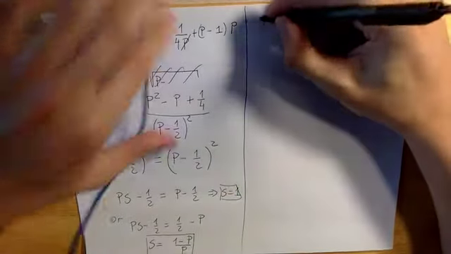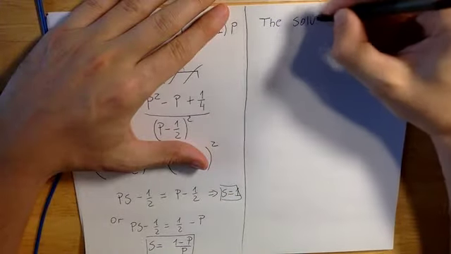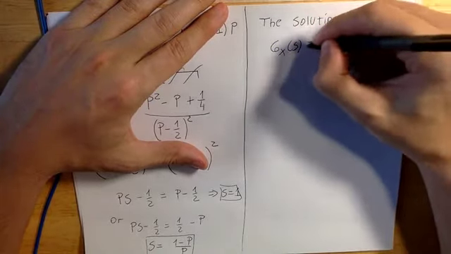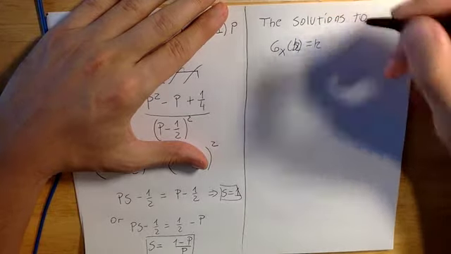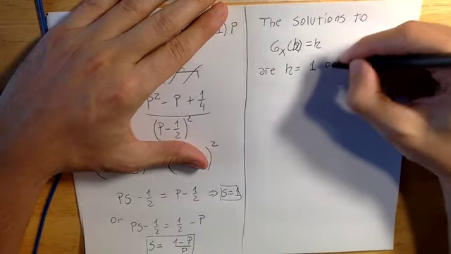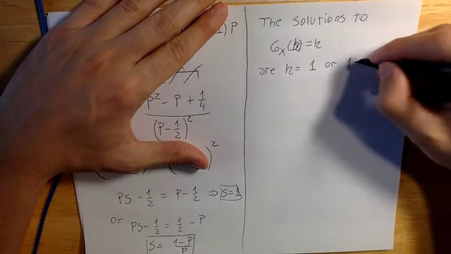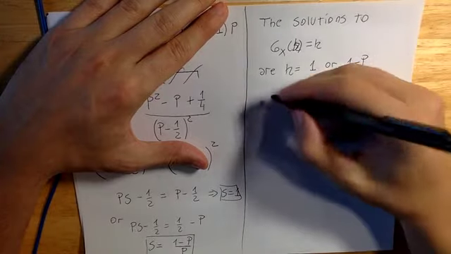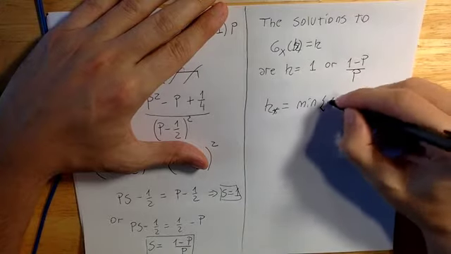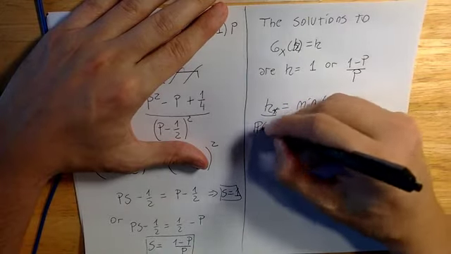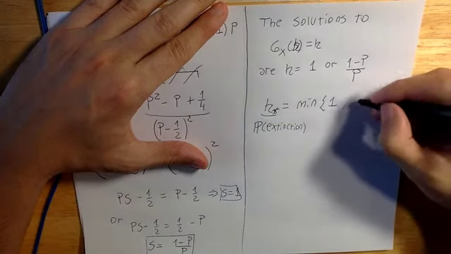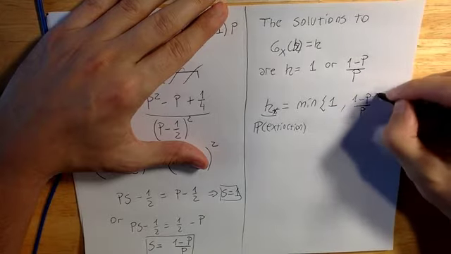Okay, so then the solutions to gx of s, gx of eta equals eta, are eta equals 1 or (1 minus p) over p. So eta star, which is the probability of extinction, is going to be the minimum between 1 and (1 minus p) over p.